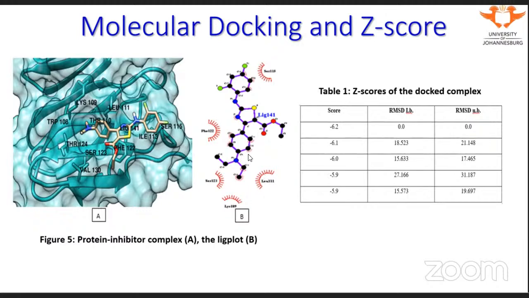residues, which are indicative of the inhibitor binding to an active site situated within the core of the protein. Other interactions include two polar interactions with serine 115 and serine 123 residues. Now, a Z score or a binding score of -6.2, as seen in table 1, was also obtained, which indicates a very strong binding affinity of the inhibitor for the modeled protein.